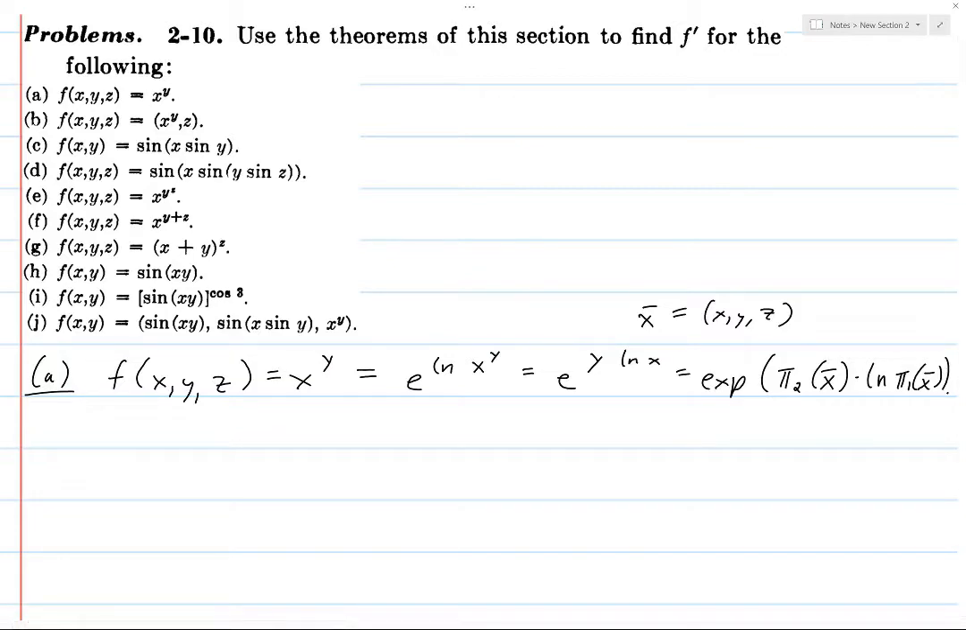So now what we can do is we can take the derivative of f, and we're going to take the derivative at a comma b comma c.